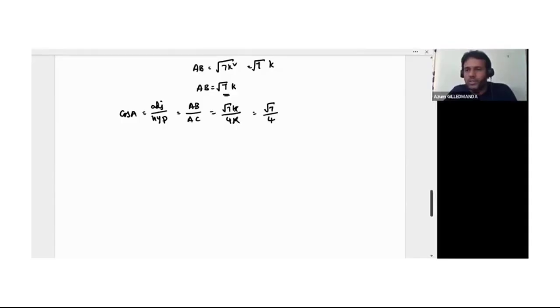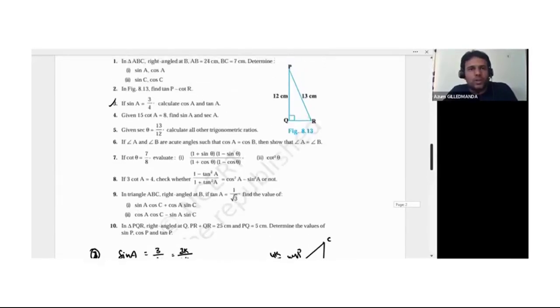Okay, hope you understood this. So cos A is what? Root 7 by 4.